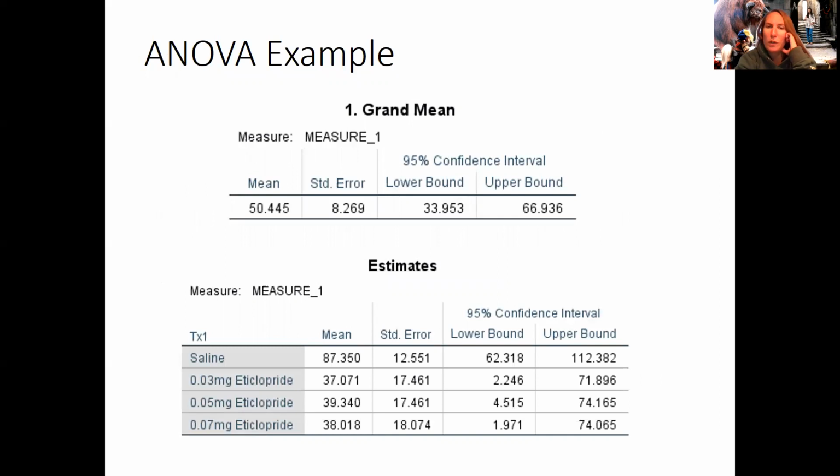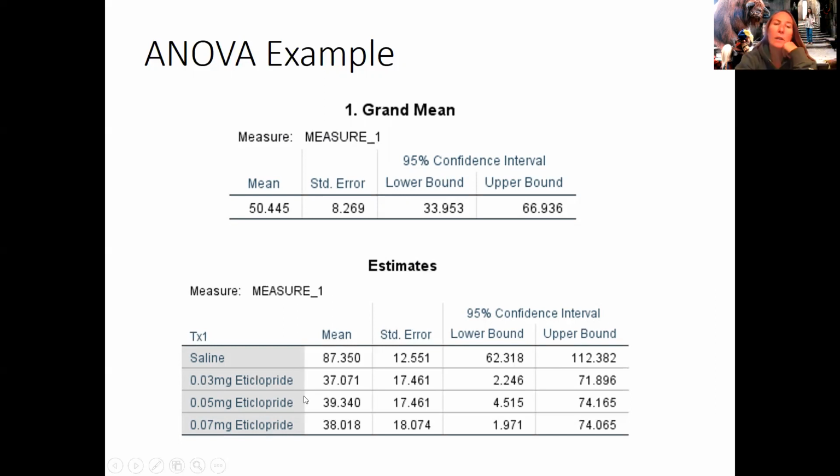Okay, so here's what it looks like on an ANOVA. So here we have the grand mean, for example, in some study. So this is all of our participants, and our grand mean is 50.44. So what this tells us is that somewhere in the population, the population mean is somewhere between 33 and 66. We are 95% sure that the grand mean is between 33.9 and 66.9.